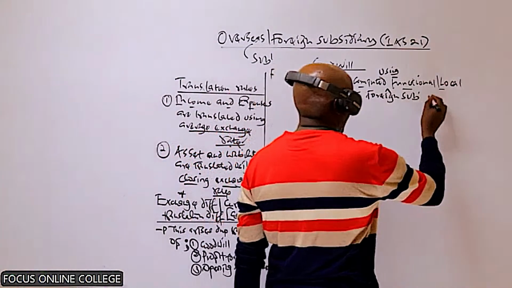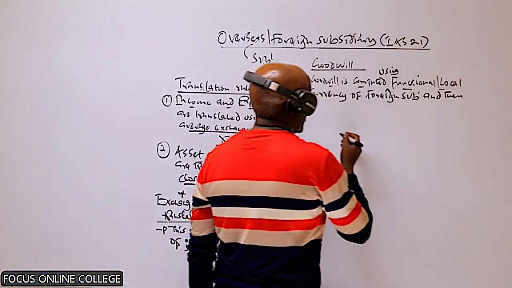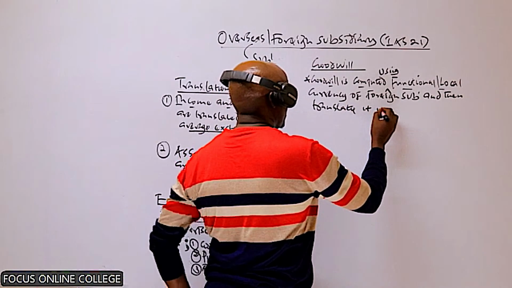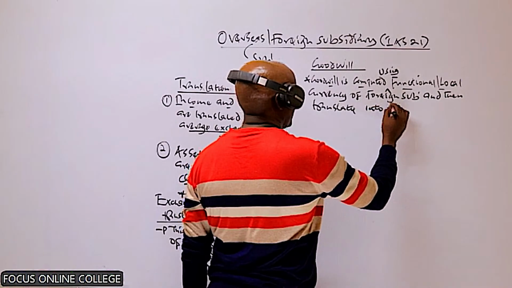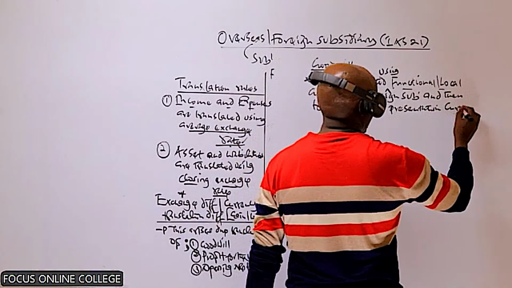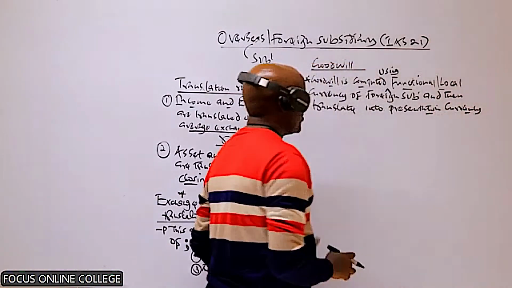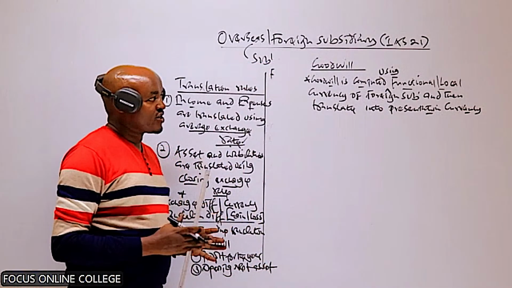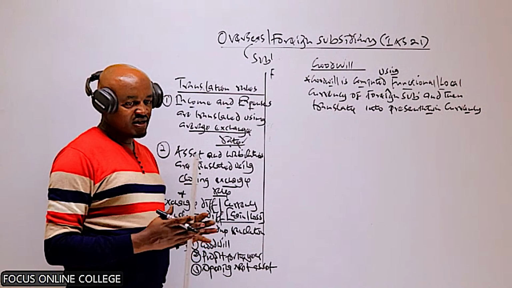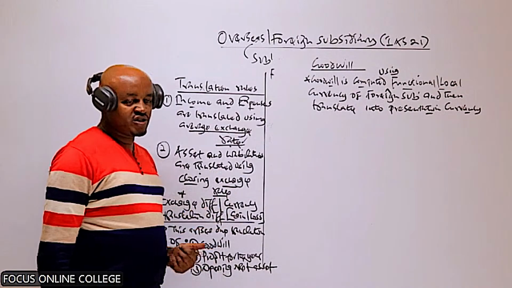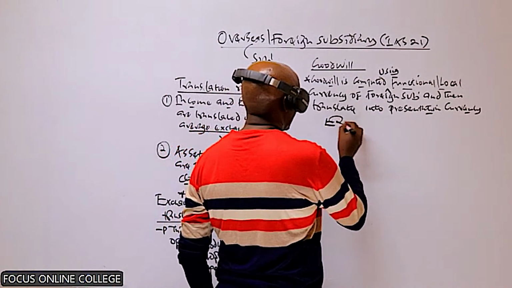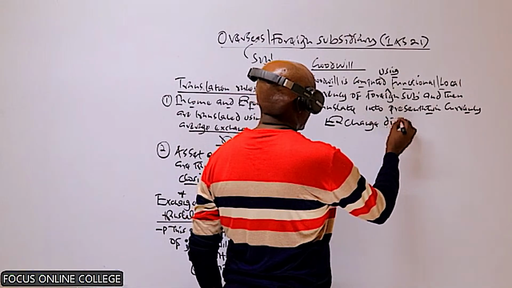Compute that using Rwandan franc, and then translate it into presentation currency. So compute the goodwill using the functional or the local currency of the foreign subsidiary, then translate that into presentation currency. In the process of doing that, we have an exchange difference. How do we compute that exchange difference? I want us to look at how we compute the exchange difference arising from the translation of goodwill.